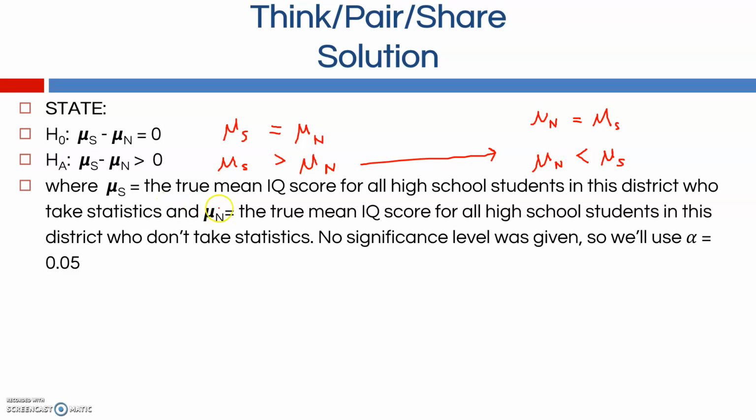Alright, and mu s is the true mean IQ score for all high school students in this district who take stats. And mu n is the true mean IQ score for all high school students in this district who don't take stats. Notice there wasn't a significance level, so we're going to use alpha equals 0.05. That's a very safe alpha level to use if none is given.